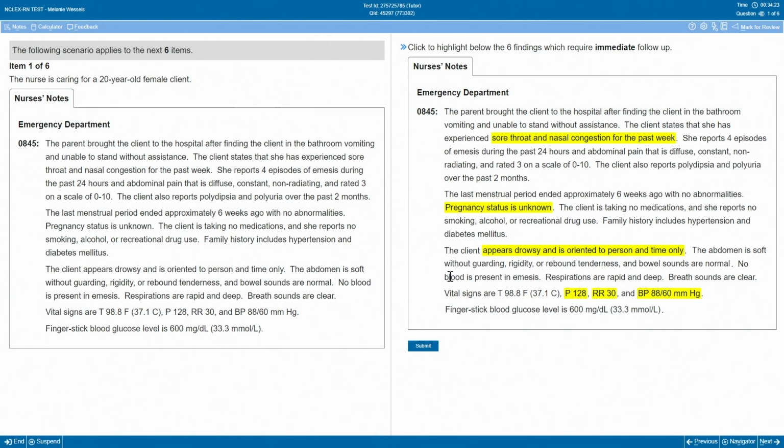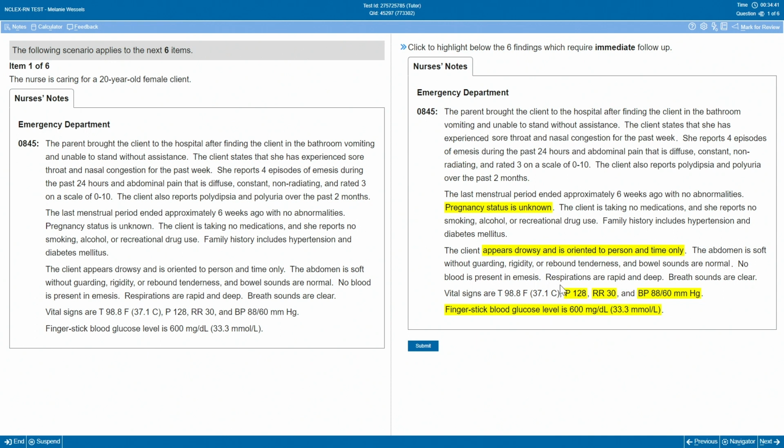So now we've got to go back and think about it. Like I said, the sore throat and the nasal congestion started a week ago. It may have precipitated the situation, but does it need immediate follow-up? So I'm going to unclick that one, and then we'll come back down here, and I definitely want to follow up on that blood glucose. So I'm going to click that one.